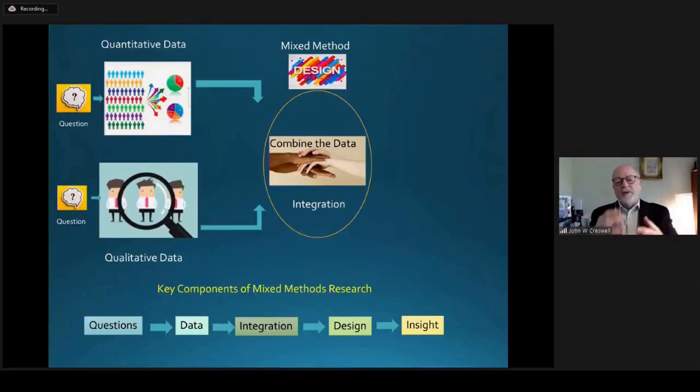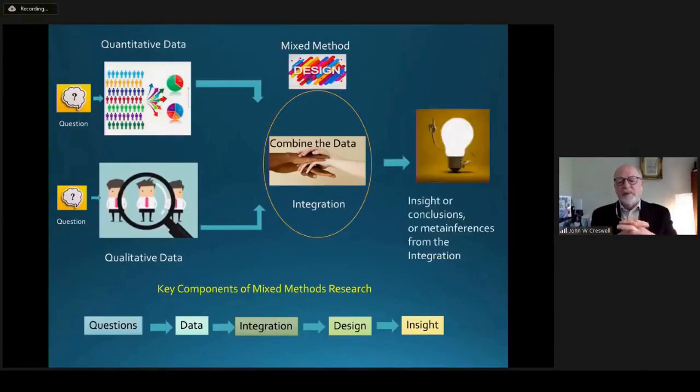And now we're going to put this integration into a specific set of procedures, a mixed methods design. And then from this design and the integration, we then can draw some insights, which are called meta-inferences, about what we learned from integrating the two databases.